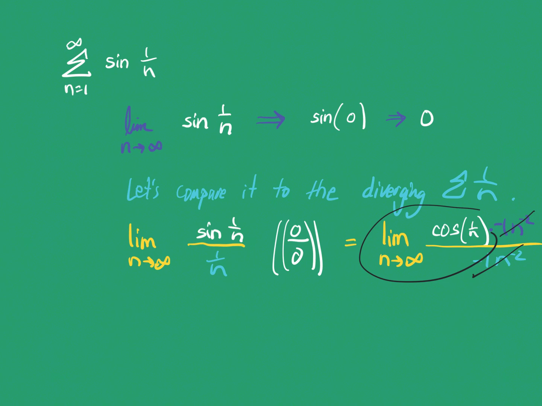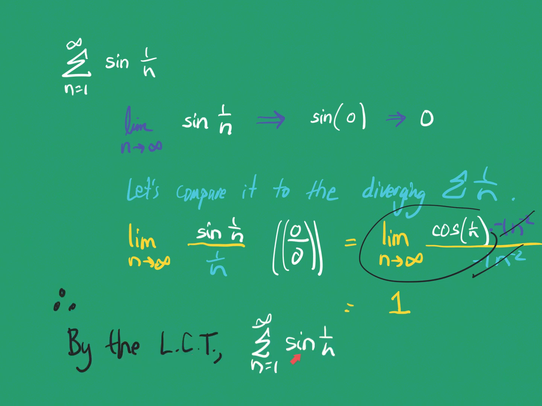So this limit is equal to a finite value, 1, and by the limit comparison test, our series must behave the same way as the series that we compared it to, which diverged. So our series diverges.